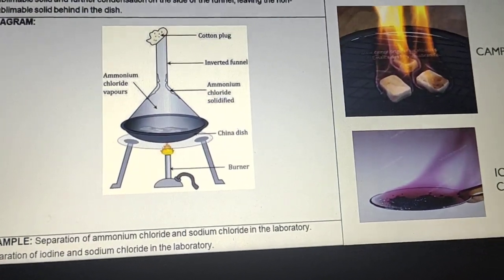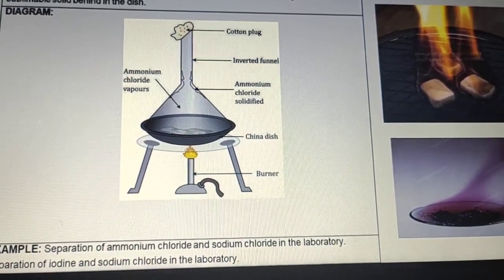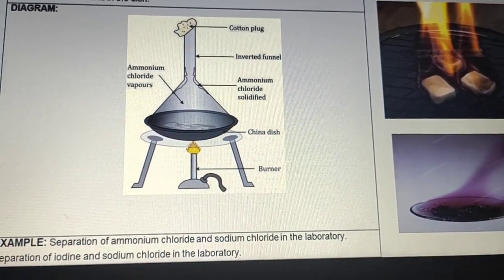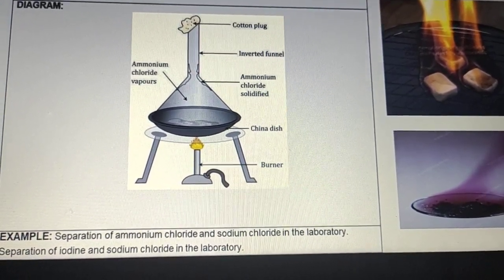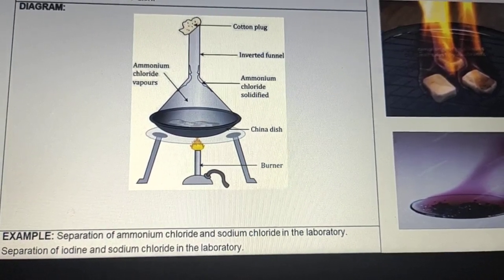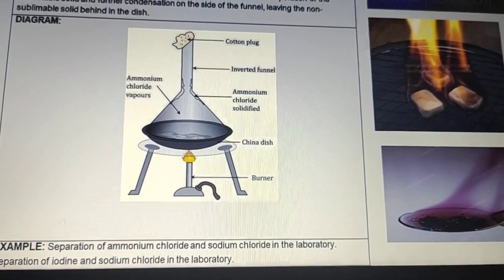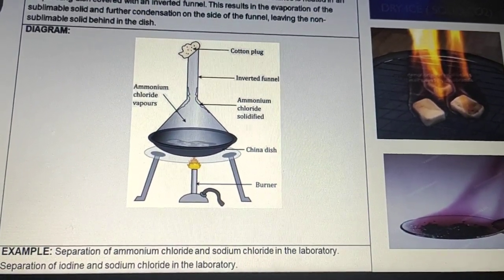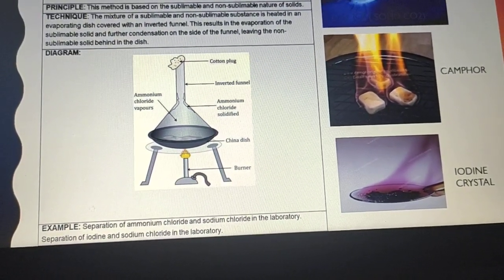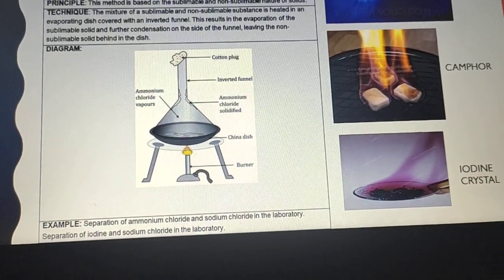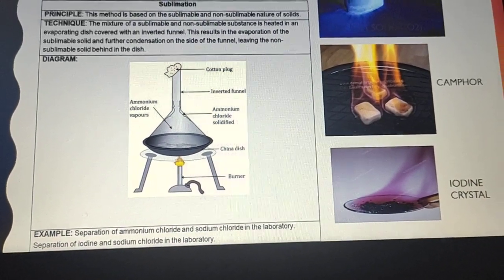So are you familiar with this diagram? There is a china dish on which there is an inverted funnel. In the china dish we put the ammonium chloride and heat it on a burner. On heating, the vapors get settled down at the wall of the inverted funnel, and there is a cotton plug so that no particles go out. So this is one of the experiments. An example is the separation of ammonium chloride and sodium chloride in the lab. This is one of the experiments in your practical. Another is the separation of iodine and sodium chloride in the lab.